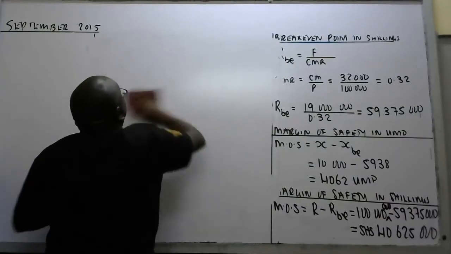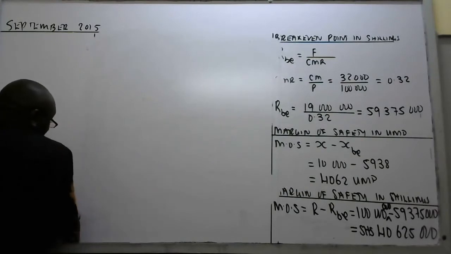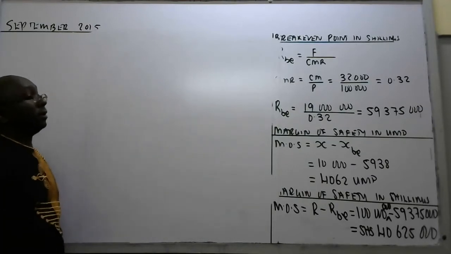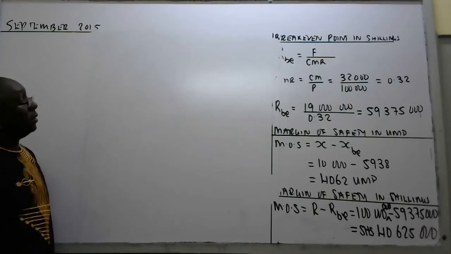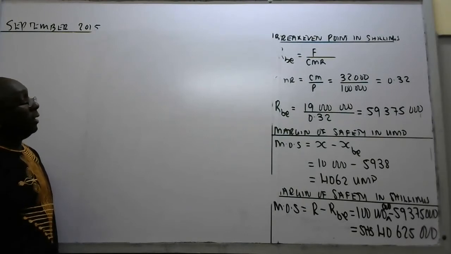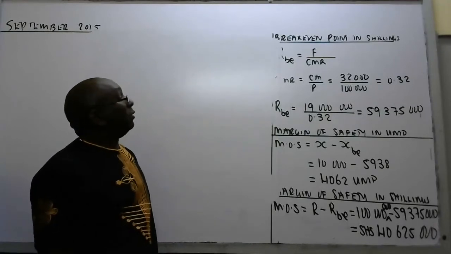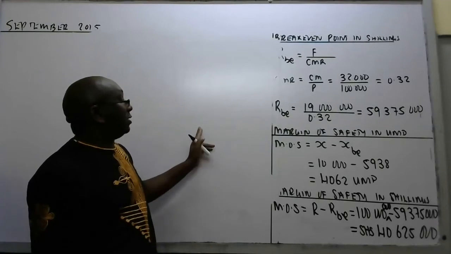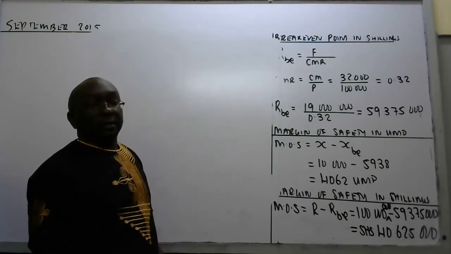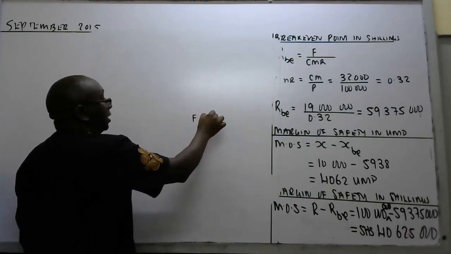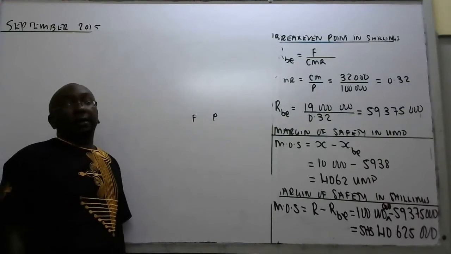Yes, tell me. I have a question about the BEP. I thought BEP is P over CM, whereby CM is P minus V. But here we are using fixed cost instead of price. I don't know why. Break even point is always fixed cost divided by contribution margin. Maybe it was a typing error, instead of writing F, they wrote P.